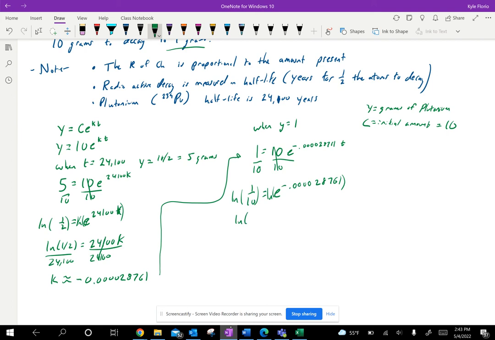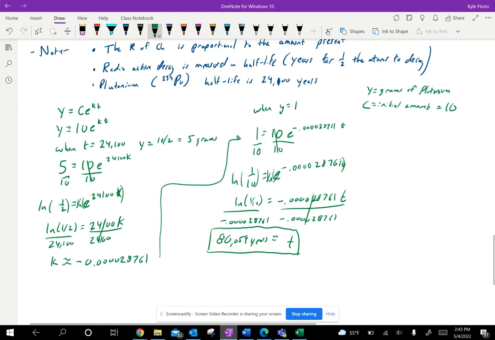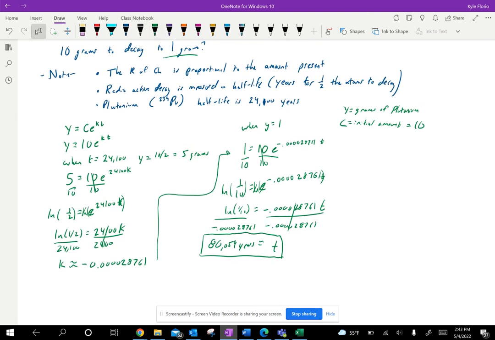So the natural log of 1/10, the natural log and e cancel out, is equal to k times t. And then divide both sides by that long decimal. And it comes out to be about 80,059 years. So in about 80,000 years, that 10 grams of plutonium will turn into 1 gram of plutonium. Anyways, that's it for the video, and we'll do a couple more examples next class.